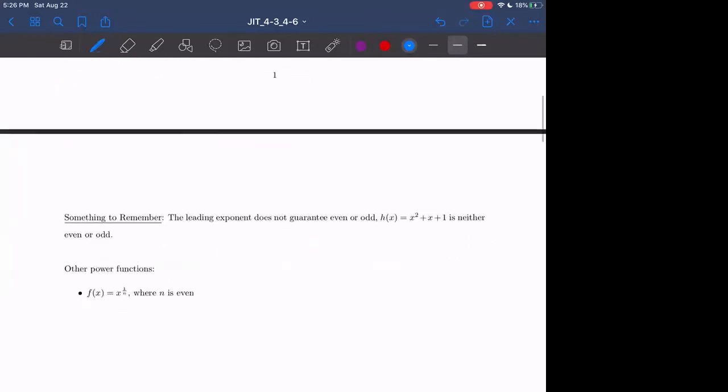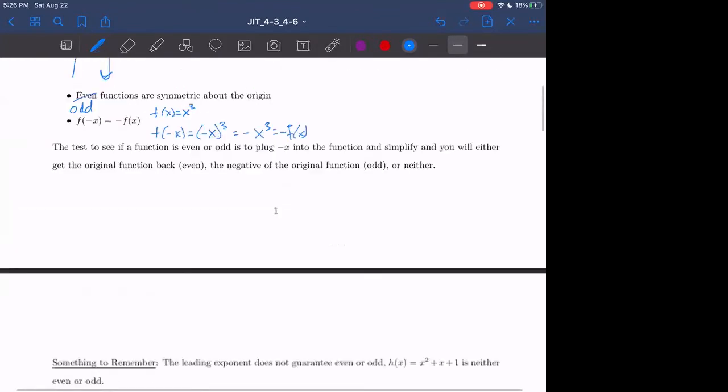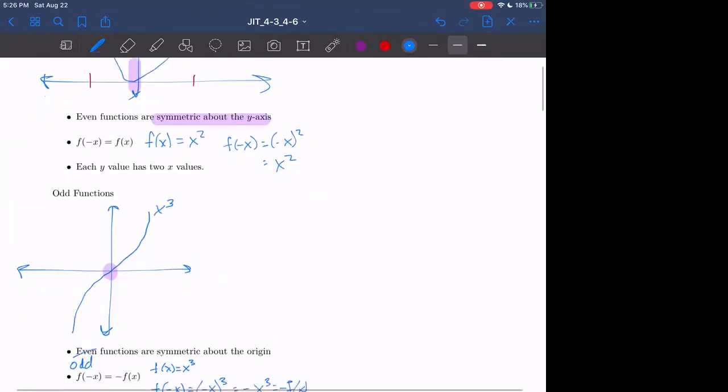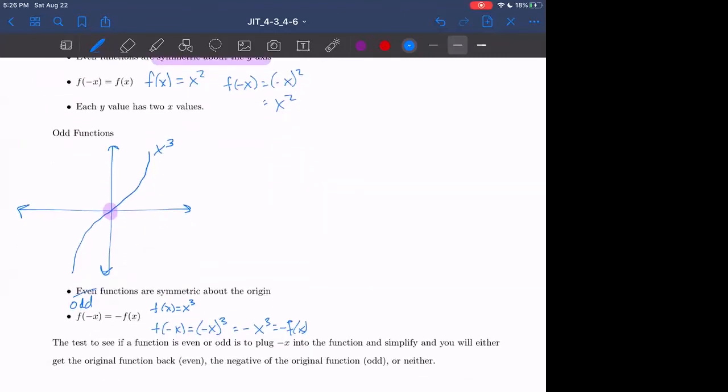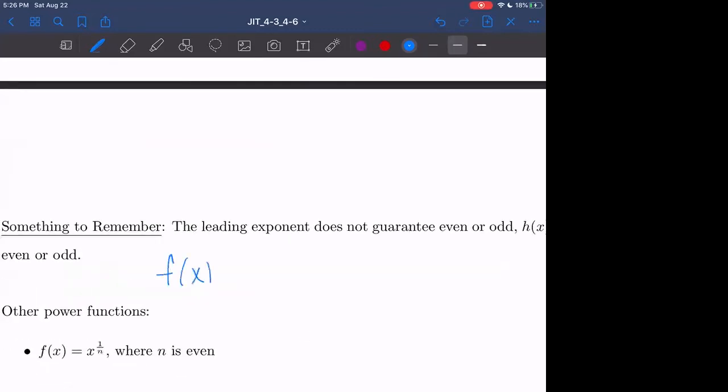Now, something to note, the leading exponent does not guarantee even or odd. With the two examples that we looked at, yes, that worked, because there was only one term in our function. But if we look at a function like x cubed plus x squared plus 3x minus 1, we don't know whether that's even or odd until we test it.